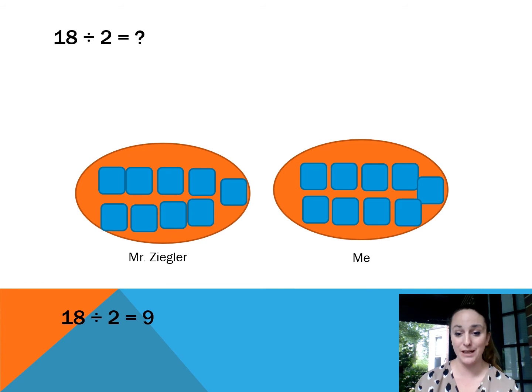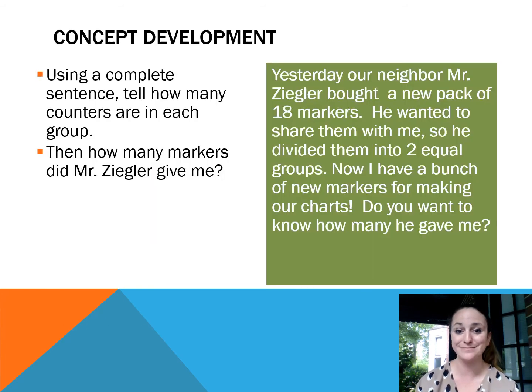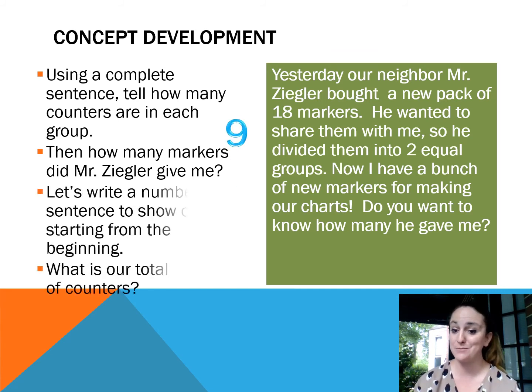We have divided 18 into 2 groups, and we have 9 in each. So that tells me 18 divided by 2 equals 9. Using a complete sentence, tell me how many counters are in each group. There were 9 counters in each group. Then how many markers did Mr. Ziegler give me? Mr. Ziegler gave me 9 markers.